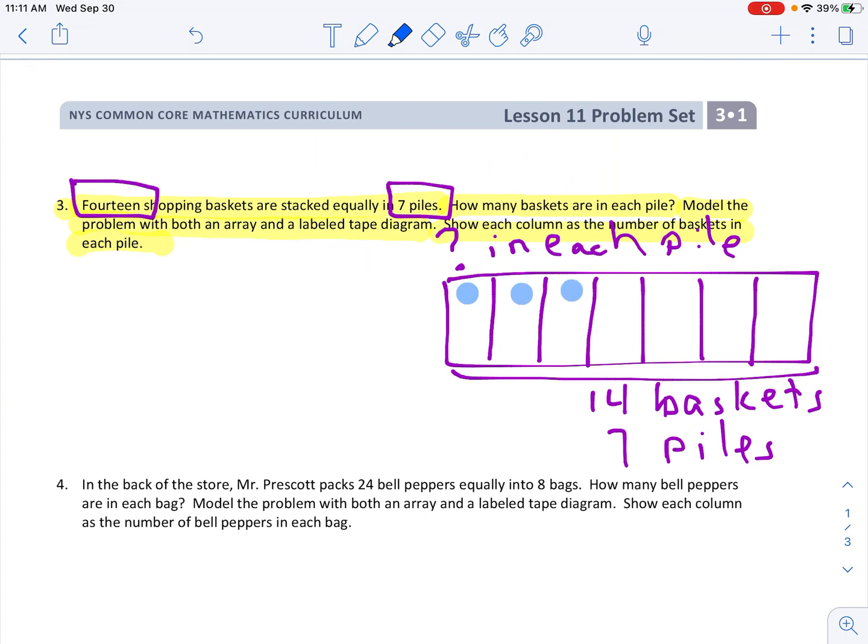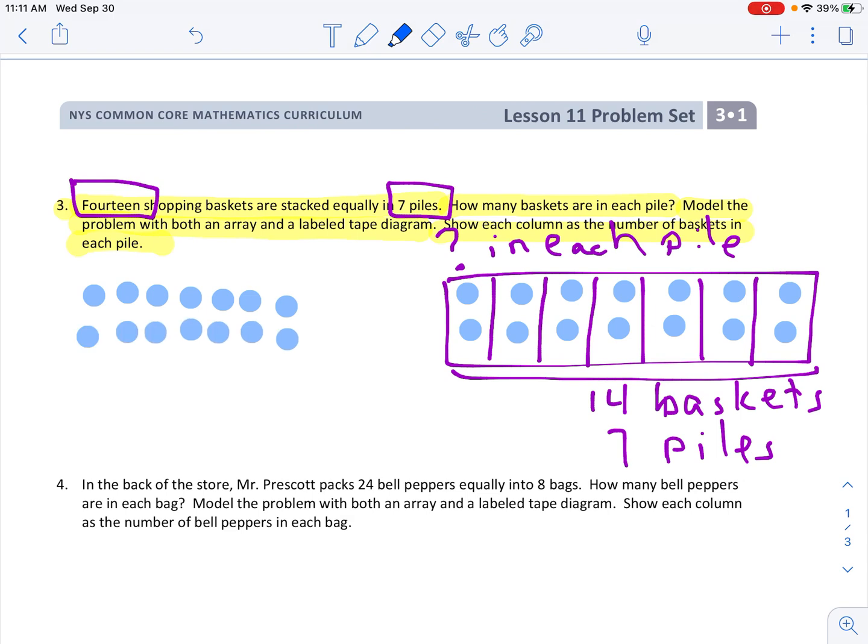Okay. So I'm going to draw some in here. 1, 2, 3, 4, 5, 6, 7 baskets I've used so far. 8, 9, 10, 11, 12, 13, 14. How many baskets do I have in each pile? It looks like 2. My array would just be that tape diagram with the lines taken off. So I would take the box off. So I had 1, 2, 3, 4, 5, 6, 7, 8, 9, 10, 11, 12, 13, 14. Okay. So I have the tape diagram and the array.